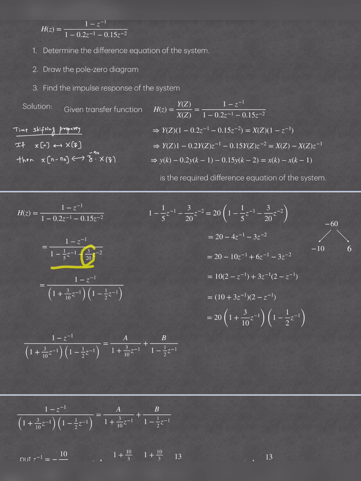So in that way we will write. Now we are going to factorize this in this way, but how do we do that? We'll take this term and see the LCM of 20 and 5, which is going to be 20. Multiply the 20 with this term. Now 20 into 1 is 20, 20 into 1 by 5 is 4, so it is minus 4 z inverse, and 20 into minus 3 by 20 is minus 3 z power minus 2.